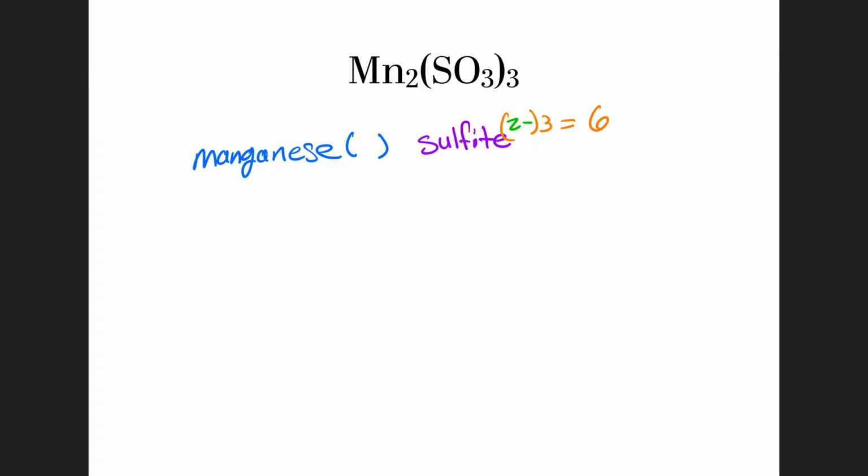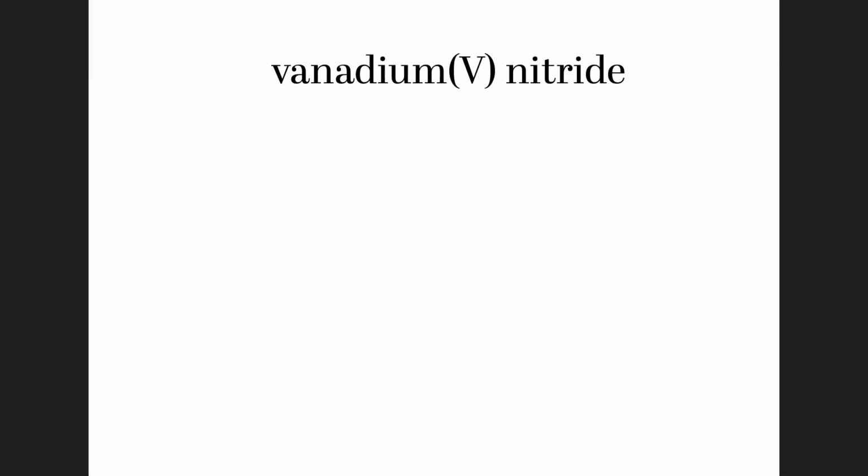So now we can look at how many manganese we have. We have 2 manganese. So we're going to take our total charge of 6 and divide it by how many manganese we have. We divide it by our 2 manganese, and that gives us 3. So this here is the charge of our manganese. So this is manganese 3 sulfite.